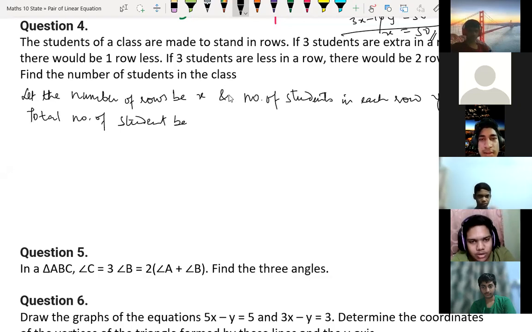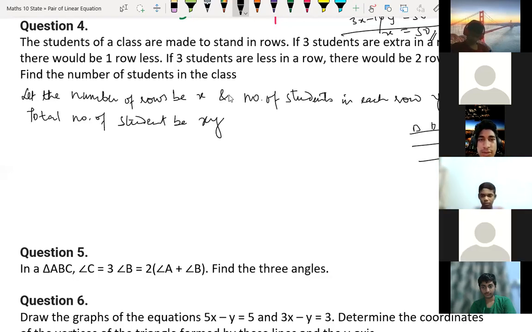Why, children, do you understand why it is happening, xy? Suppose the rows are x: 1, 2, 3 rows are there, and y children in each row: 1, 2, 3. So 3 into 3 we should do. If you multiply, then you'll get the total number of students. So these are the number of students in each row, and the total number of rows is x. If you multiply, then you'll get the total number of students.